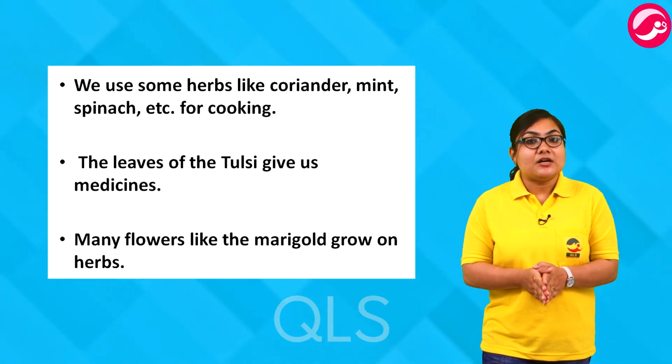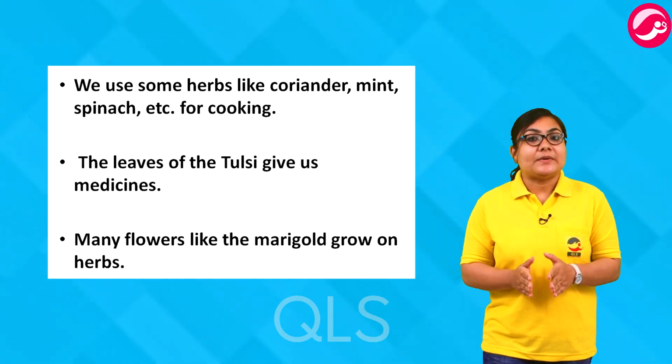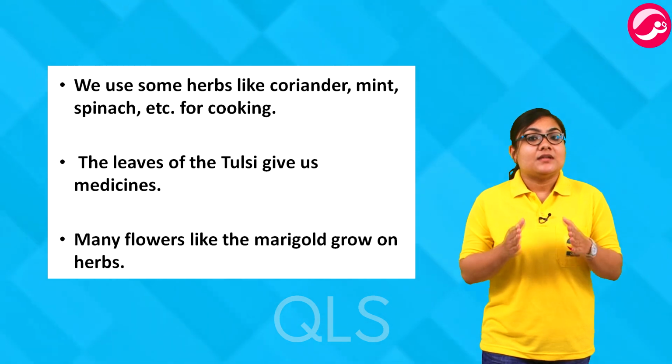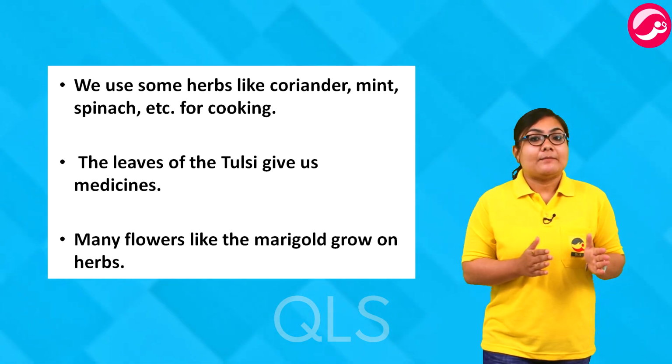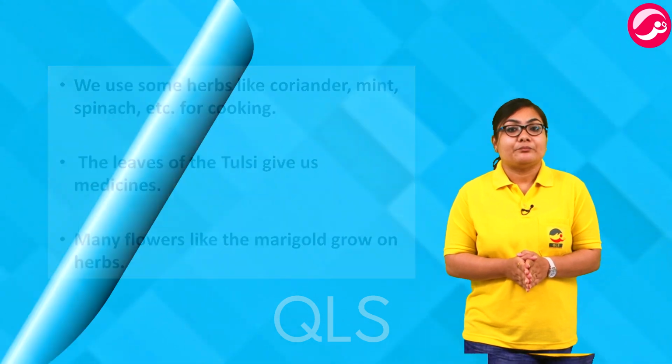Now we use some herbs like coriander, mint, spinach, etc. for cooking. The leaves of tulsi give us medicines. Many flowers like marigold grow on herbs.